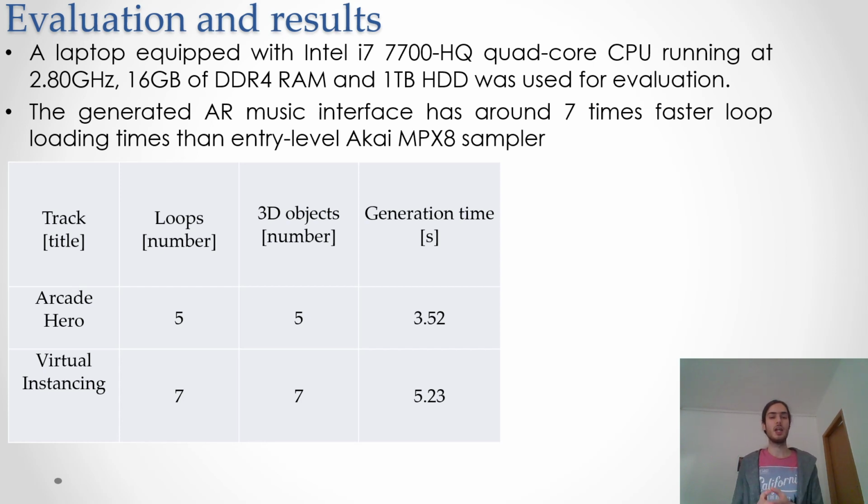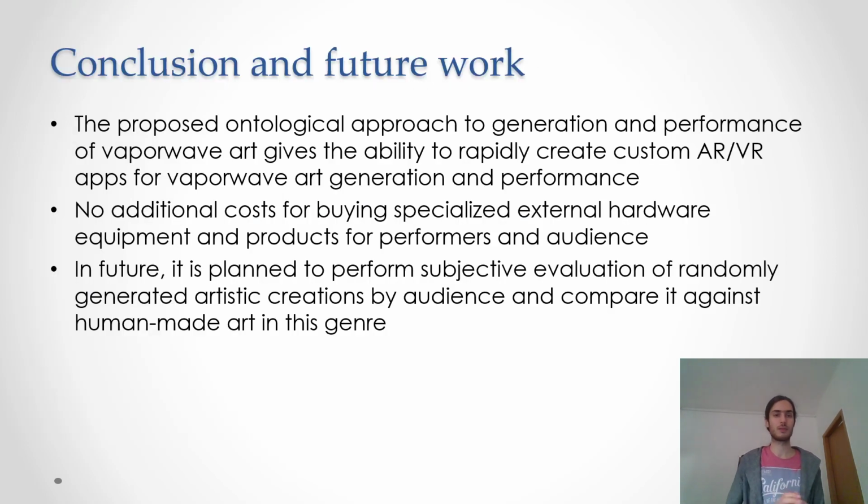So we can see that as we increase the number of loops and 3D objects, the generation time also increases. Moreover, I compared the generated AR music interface for performance against the Akai MPX8 commercial sampler, a physical product, and it was around 7 times faster for loop loading and much more convenient. But this product actually costs around 100 euros. So using a piece of paper and something that we always have with us, like a mobile phone or a laptop, is much more convenient than some distinct hardware that is quite slow.